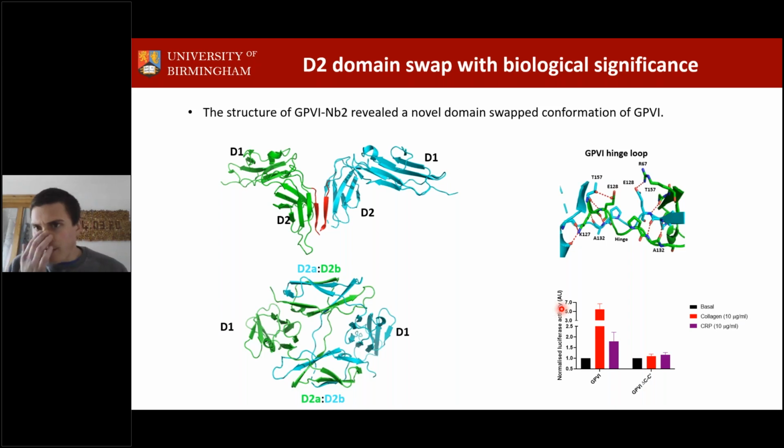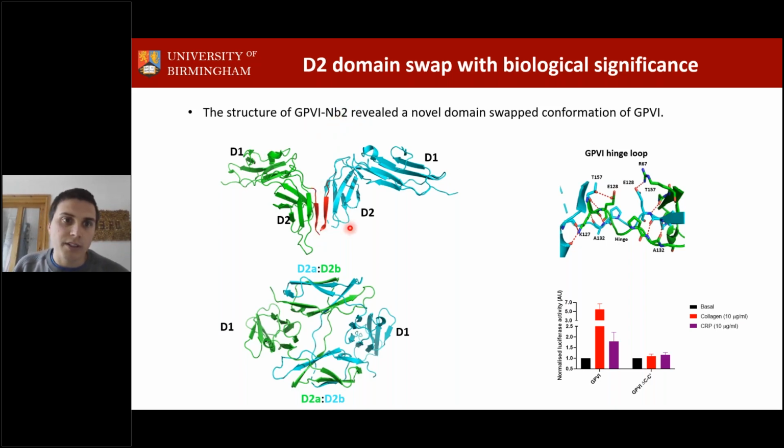Now, the other thing we found, and we mapped the binding sites, which is why we did this, but actually both structures gave brand new conformations of the receptor itself. So not only are we characterizing inhibitors, but these inhibitors are also allowing us to look at new conformations of the receptor itself. So first off, within the nanobody 2 bound structure, we actually got a brand new dimeric structure.